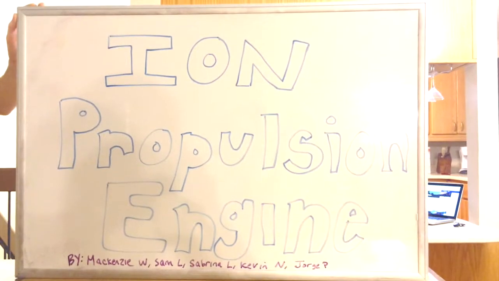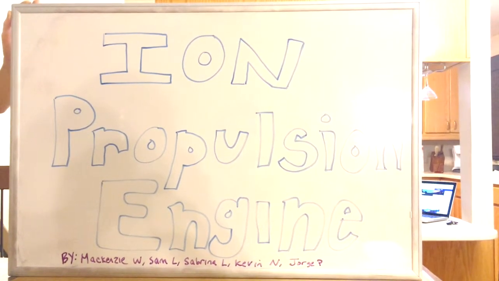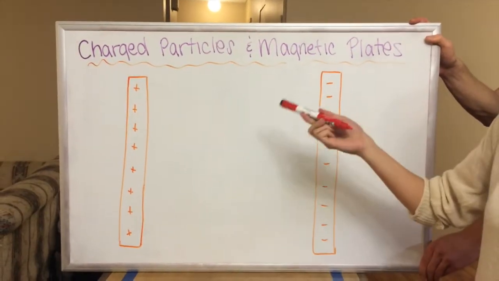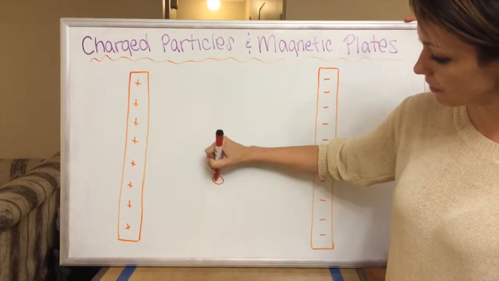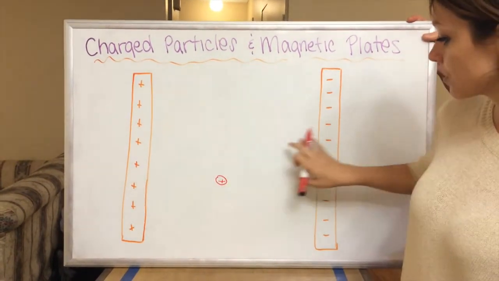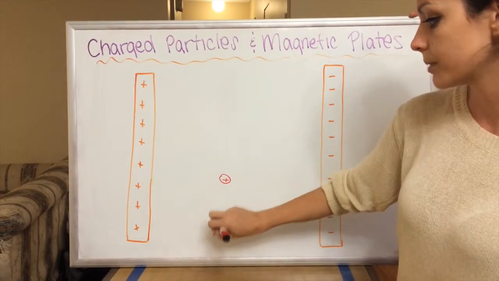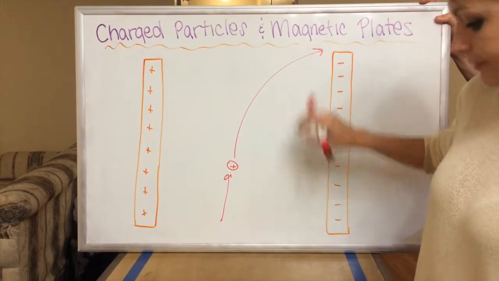Going to be teaching you about the science and electrostatics behind ion propulsion engines, which are used to accelerate spacecraft. Ion thruster, we're going to start by explaining the basics of charged particles within magnetic plates. So if we have a positive particle, it is going to be attracted to the negative side of the plate and repelled from the positive side of the plate. So if it's being thrusted forward, it'll make a curved motion towards the negative side.